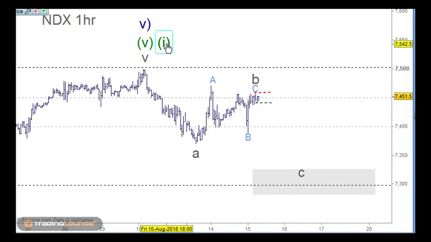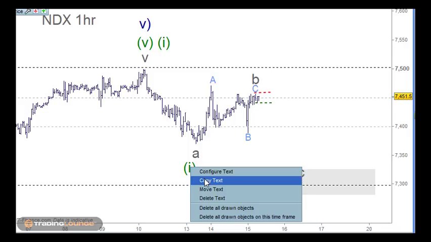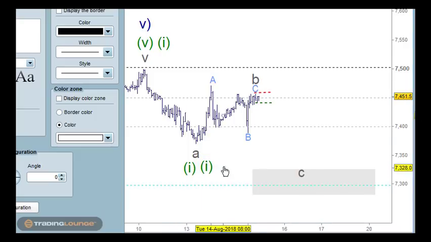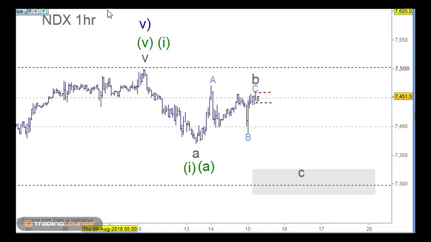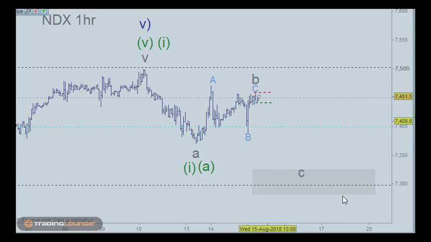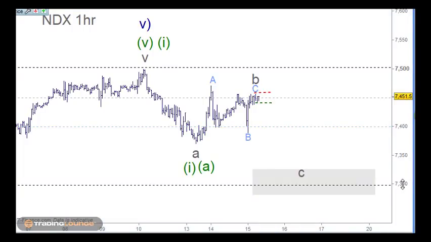And yes, I could put this in green as well, so I could have it as wave 1. I'll just leave it as wave 1 and have this one as the A wave. There's a few ways it can be counted, but because we're assuming that this is 5 waves down and this is a corrective pattern, then we're looking to short this, and we'd be looking down at the 7,300, which would be the target.